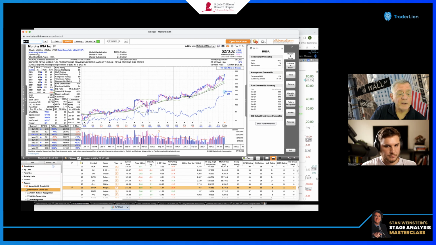Look at Murphy. Its earnings last quarter are up 200%. Its sales are up 45%. It has a little bit of funds buying it. This is the value that I use for MarketSmith. Its composite rating is 99, so it's worth considering. It has a small float, 22 million. But let me look at LNTH.